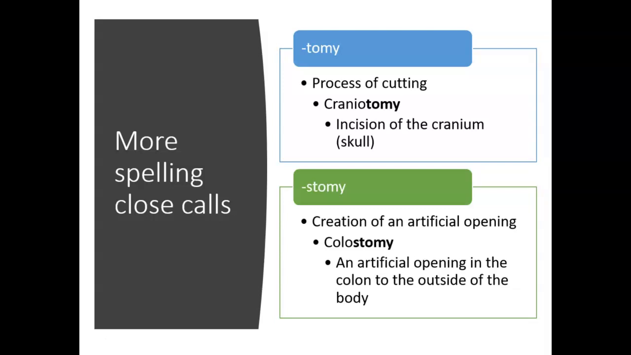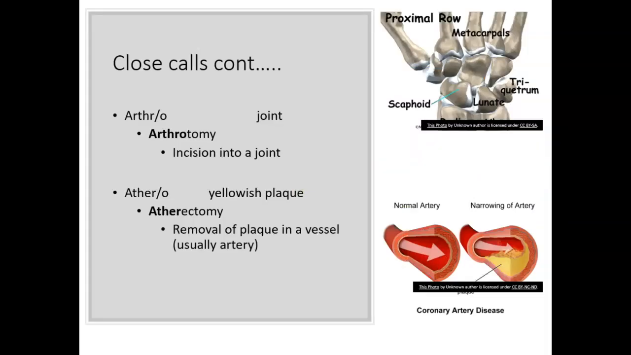Here's a few more spelling close calls. We have tomy, which is a suffix that means cutting. We can add the root word cranio. Craniotomy is an incision of the cranium or the skull. Versus the suffix stomy, the only difference here is that S, which means creation of an artificial opening. And a common procedure would be colostomy, which is an artificial opening in the colon to the outside of the body.